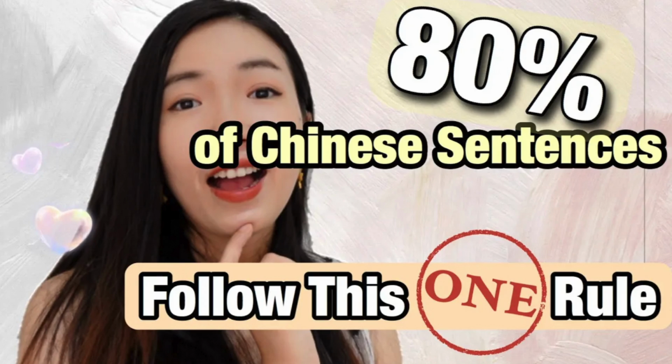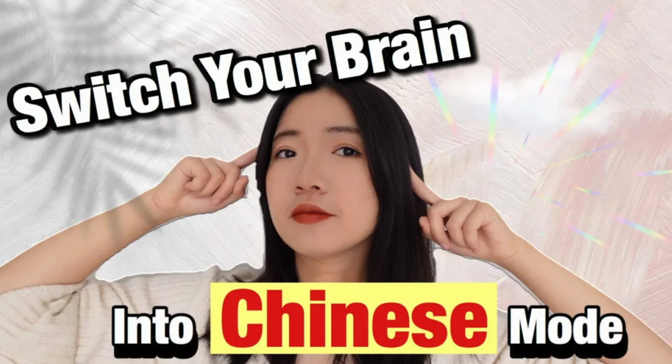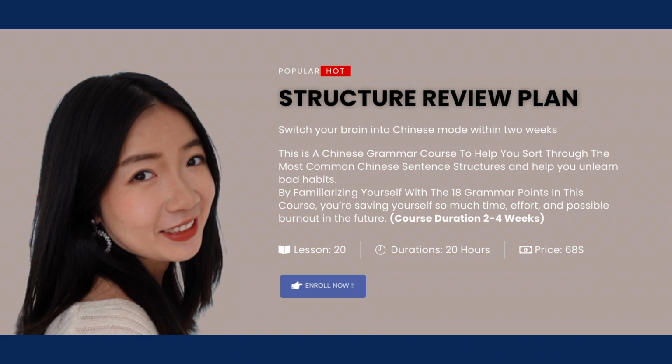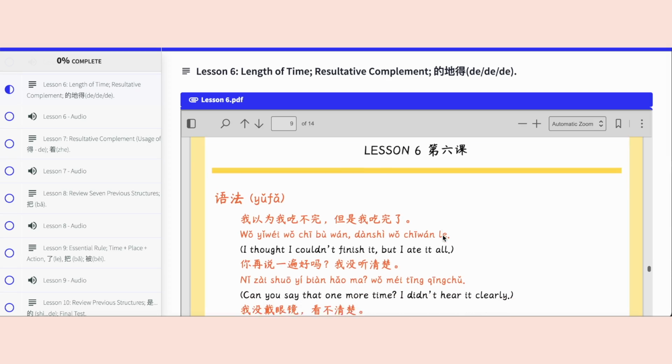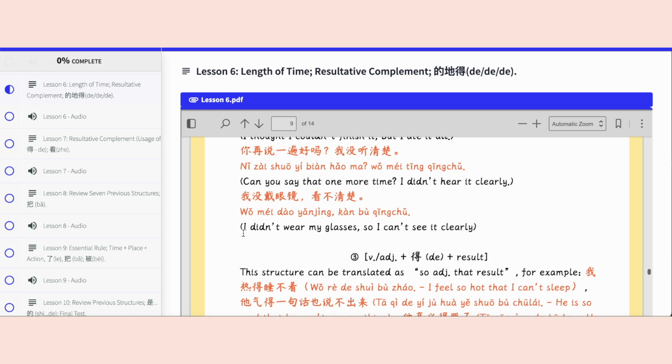I won't spend much time explaining the essential rule in this video, but I highly recommend watching these 2 videos, which I'm sure will change your whole idea about learning Chinese. And you can also check out my Chinese grammar structure review plan course, in which I've already summarized 18 basic grammar points for you with tons of examples for each grammar point. Spend about 2 to 4 weeks on this course thoroughly, you can expect to have a clear understanding of the basic Chinese grammar structure, and your brain will start to think in Chinese.